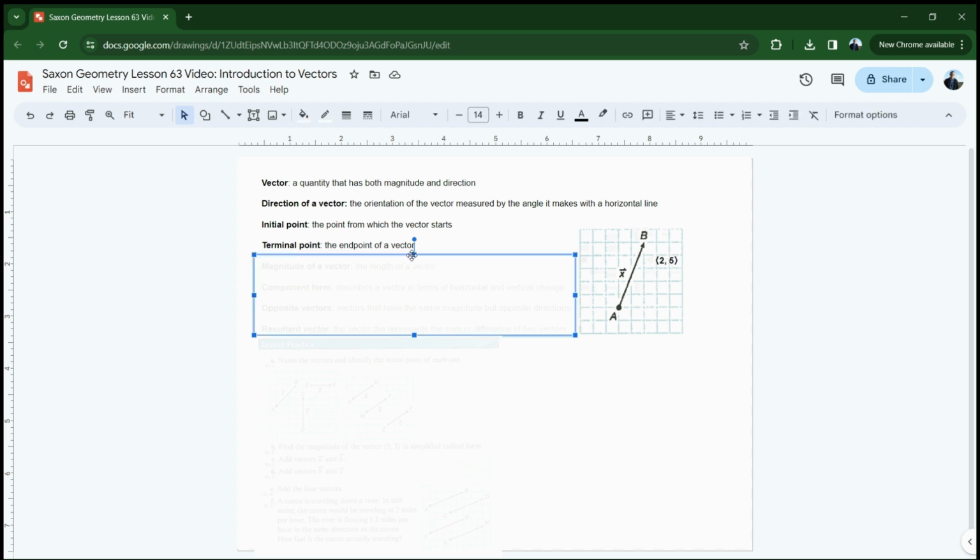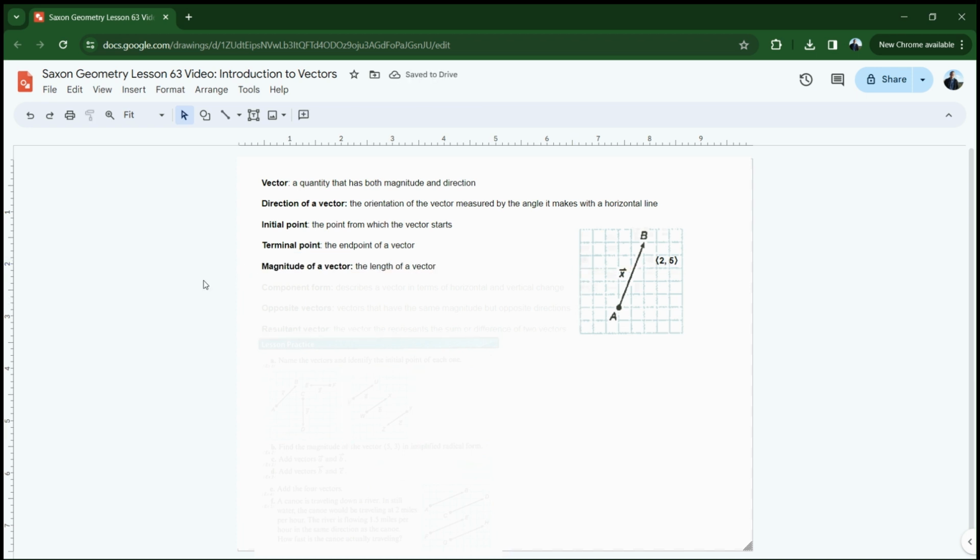The magnitude of a vector is just the length. Okay, magnitude is size, and direction is the orientation. So a vector has magnitude and direction. It has a length and it has an angle to it.